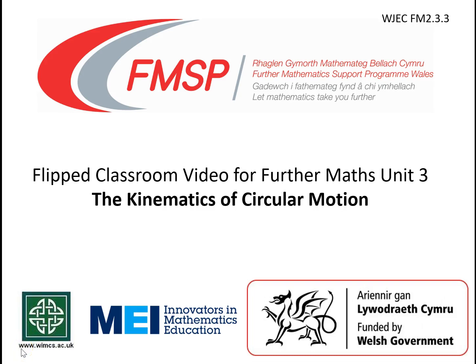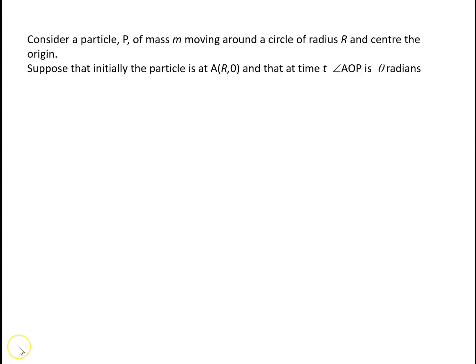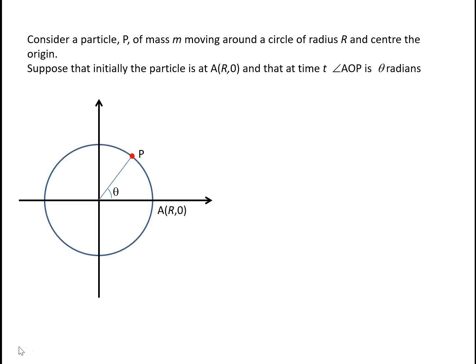In this video, we're going to investigate the velocity and the acceleration of a particle that is moving in a circle. So, let's suppose that we've got a particle P of mass m which is moving around a circle of radius r and centre the origin. We're going to suppose that initially the particle is on the x-axis at the point A with coordinates (r, 0), and that at time t the angle AOP is theta radians.